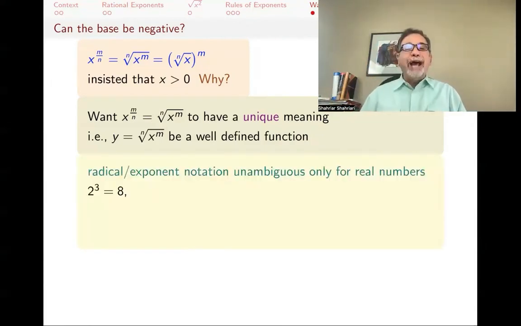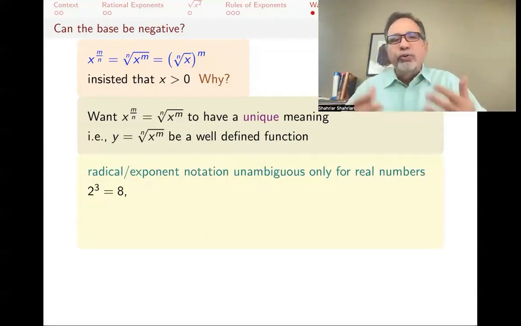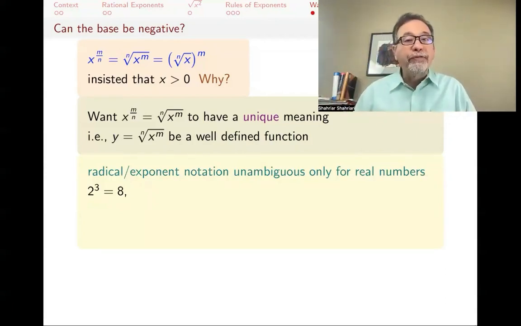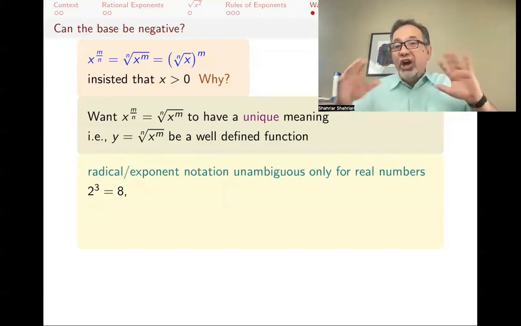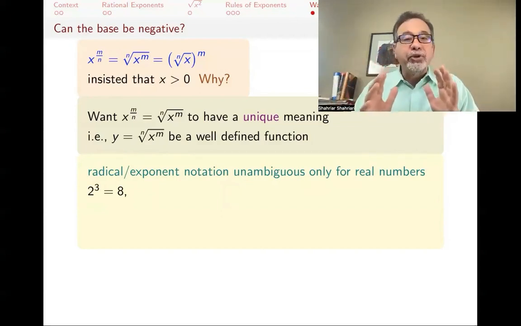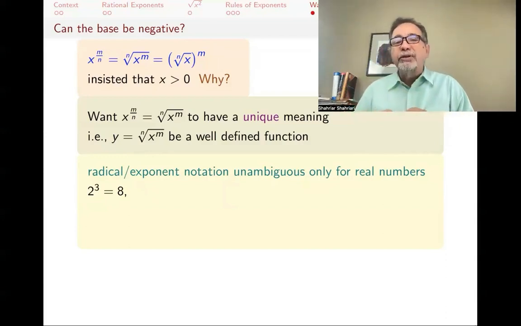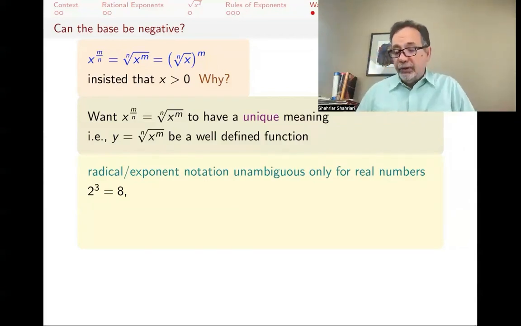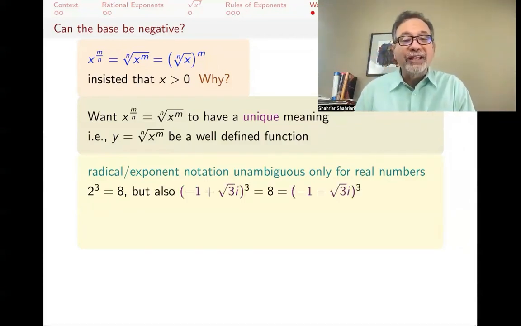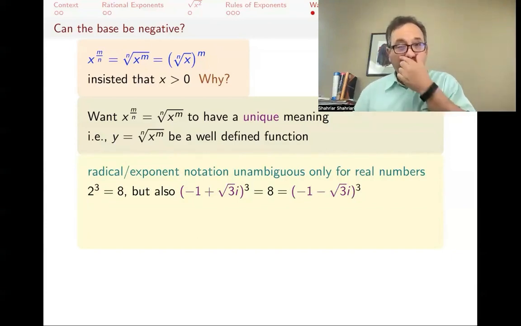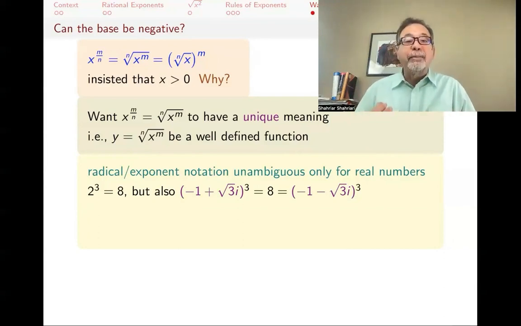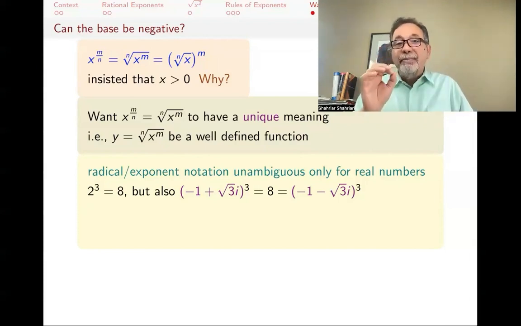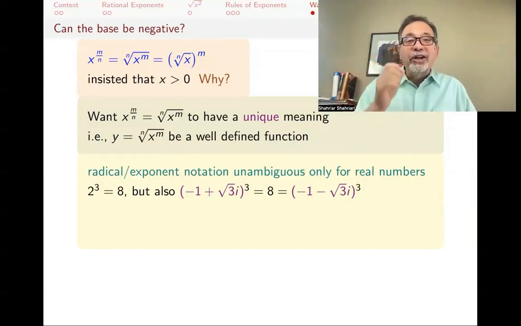First of all, this radical notation, cube root of this, square root of that, is going to be unambiguous only for real numbers. If you include other things other than real numbers, things are not going to be unambiguous. People do use them sometimes for non-real numbers. We've got to be really careful because the rules don't quite work. For example, 2 cubed is 8. You believe that. But that's not the only thing that cubed is 8. Minus 1 plus square root of 3 i, cubed, is also 8. Minus 1 minus square root of 3 i, cubed, is also 8. These are complex numbers. i is a number that when you square it, you get minus 1. You might want to think of it as square root of minus 1. But there is a little bit of ambiguity because minus i also, when squared, gives you minus 1.